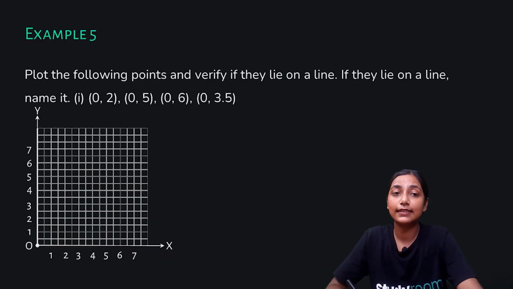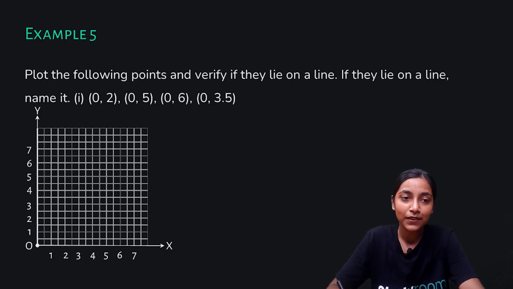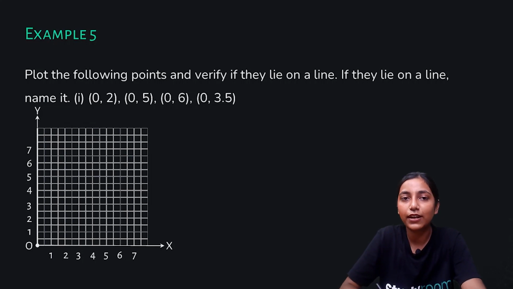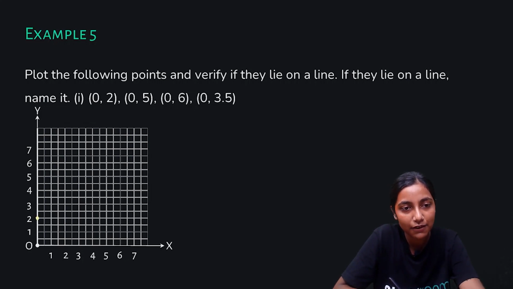Now we are asked in this example number 5 to plot the following points and verify if they lie on a line. If they lie on a line, then name it. First of all, we are going to plot these points. First of all, (0, 2). Now you are well aware of how we plot these points. (0, 2) will be 0 units and then 2 units. This is my first point, (0, 2).